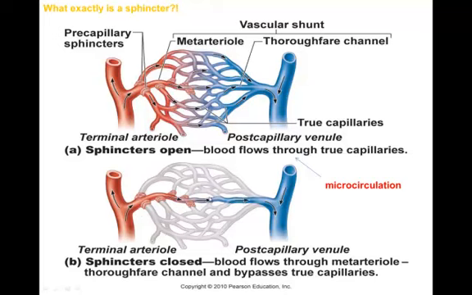As soon as you eat, as soon as food enters into your small intestines, then the capillary beds open up and blood flows through like this. That's how it works. Blood is diverted to areas in your body where it's needed.